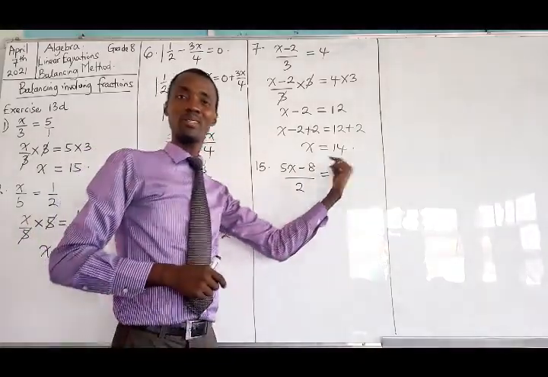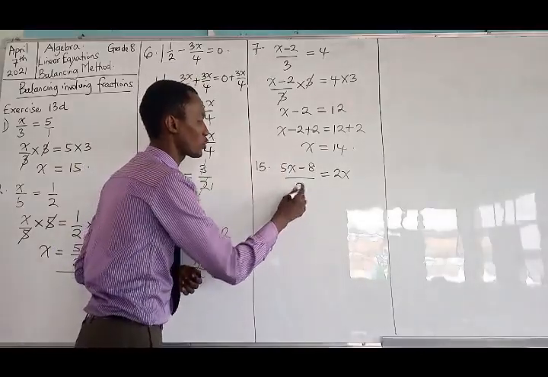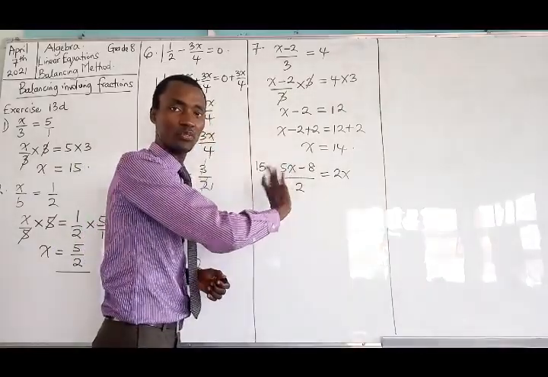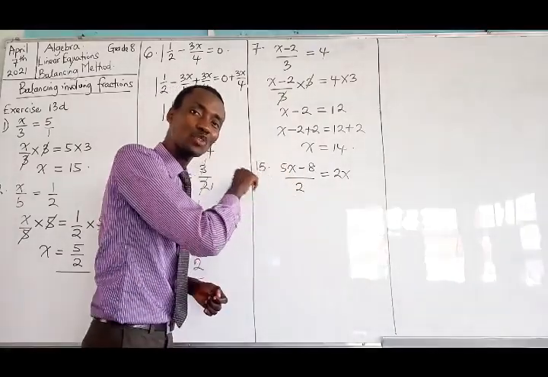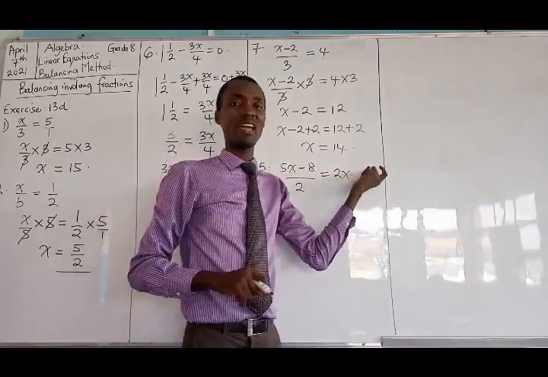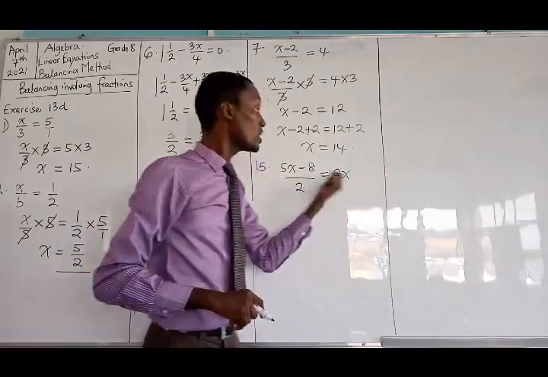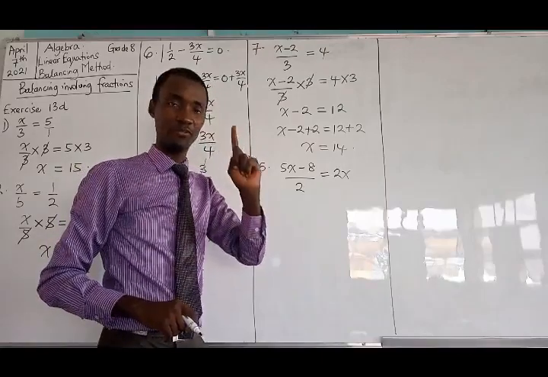X, an unknown on this side, and you have an unknown on this side. So what you do first is to take care of the denominator. That's the thing with fractions. You must handle the denominator. Here you have to be careful. Whenever you have an unknown here, and you have unknowns expressed here, you need to keep the LCM concept alive.